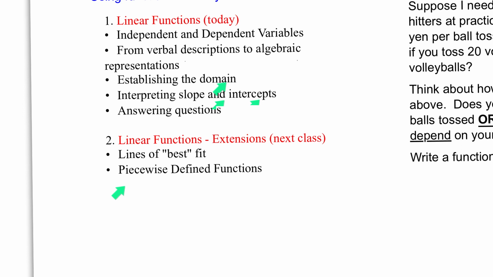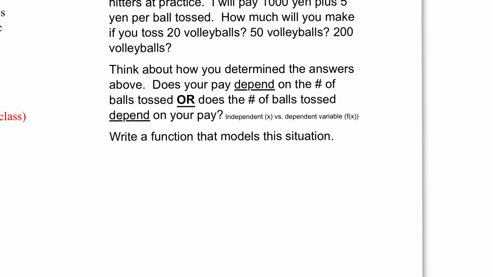Next class, we'll be doing linear functions and extensions using lines of best fit, which will be done on the calculator, and piecewise defined functions. Okay, so the first problem we'll look at here is this volleyball question.